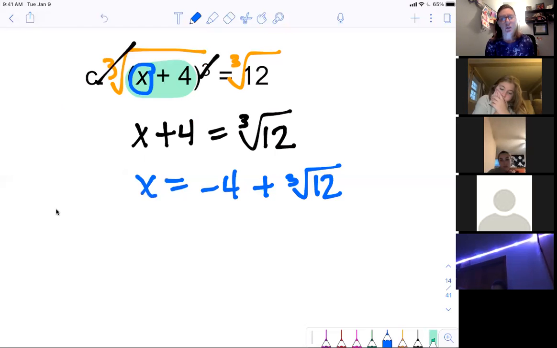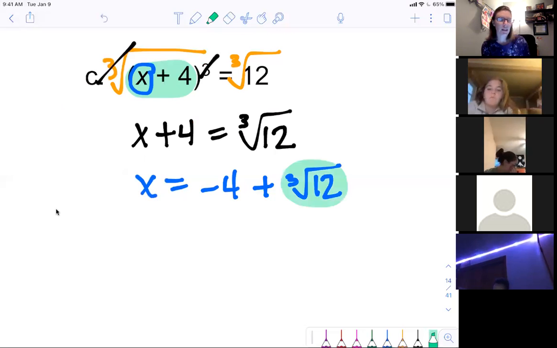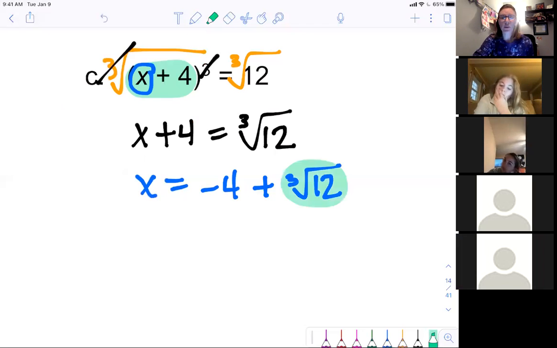So if you look at the cube root of 12, before you move on to the next problem, Ella, can we simplify the cube root of 12? Meaning, is there a perfect cube that divides or breaks down 12? I don't think so. Yeah, because the only perfect cube, the smallest one, is 2 cubed, and that's 8. So I cannot break down the cube root of 12. So that means this is the final answer.